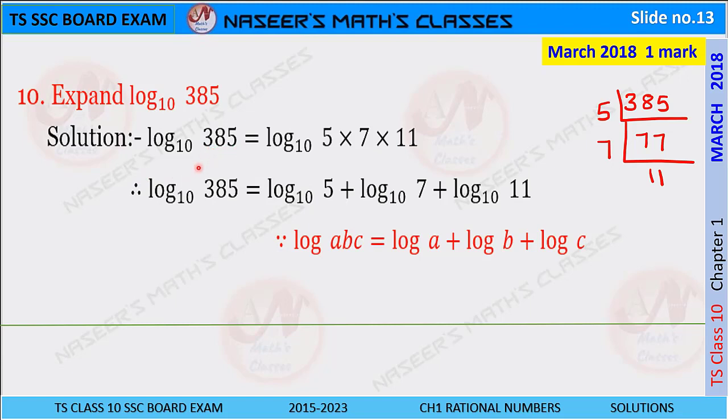Then log 385 base 10 is written as log 5 into 7 into 11 base 10. So it is in the form of log ABC is equal to log A plus log B plus log C. Then it is written as log 5 base 10 plus log 7 base 10 plus log 11 base 10.